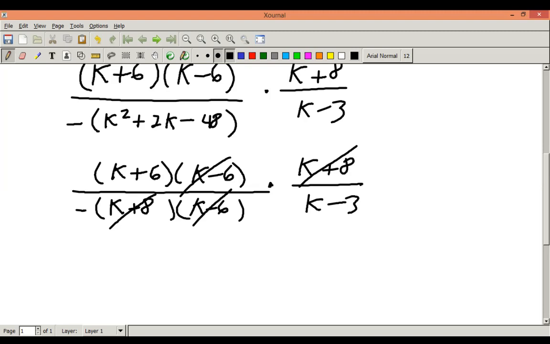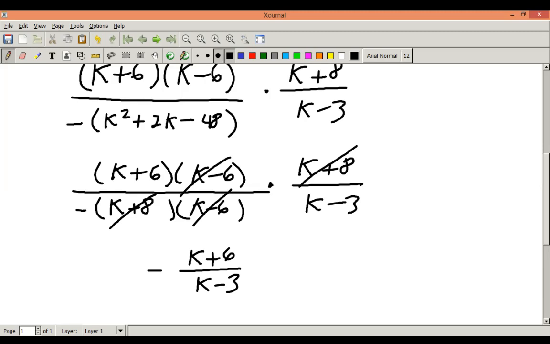And nothing else cancels, so when I multiply, all I have left on top is the k plus 6. And all I have left on bottom is the k minus 3. And don't forget that negative sign in front. I'm going to go ahead and just write that in front of the fraction, and there you go. There's your answer for number 1.